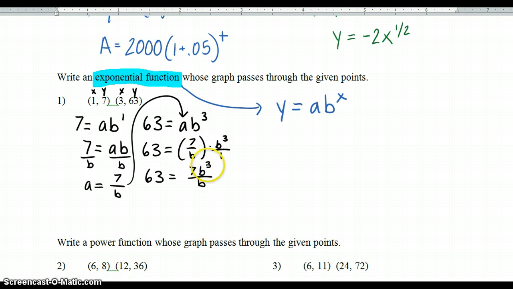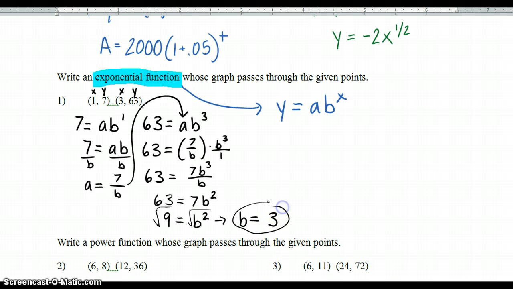Hopefully you recognize that when we're multiplying by b cubed over here, it's the same thing as multiplying by b cubed over 1. So I can just multiply straight across. So I have 63 equals 7b cubed divided by b. B cubed divided by b just gives us b squared. So I have 63 equals 7b squared. Divide by 7 to give me 9 equals b squared. And then I take the square root of both sides, and that's going to leave me with b equals 3.